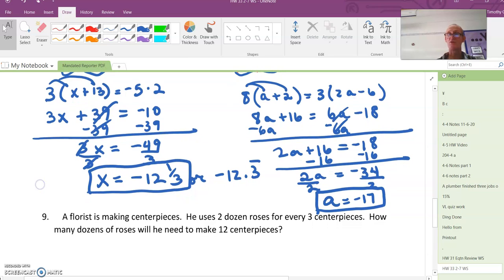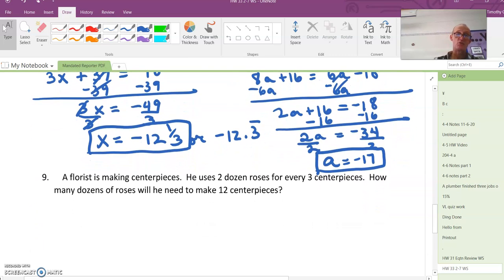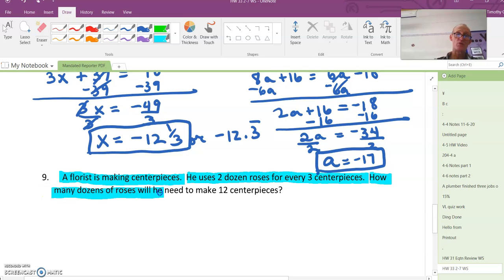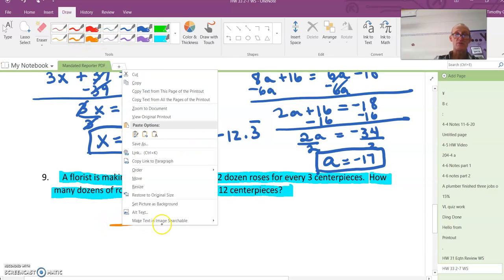All right, so proportions used to solve word problems look like this. A florist is making centerpieces. He uses 2 dozen roses for every 3 centerpieces. How many dozens of roses will he need to make 12 centerpieces? So you solve the problem with a proportion.